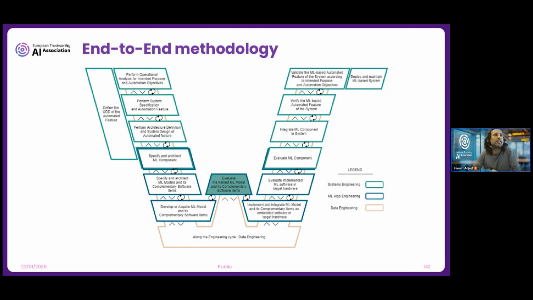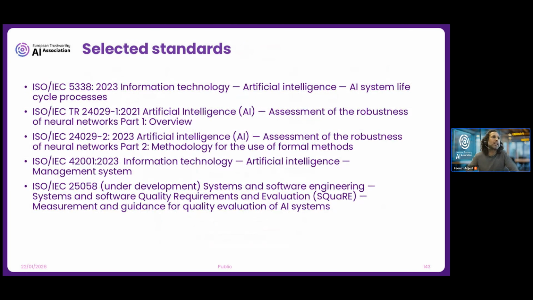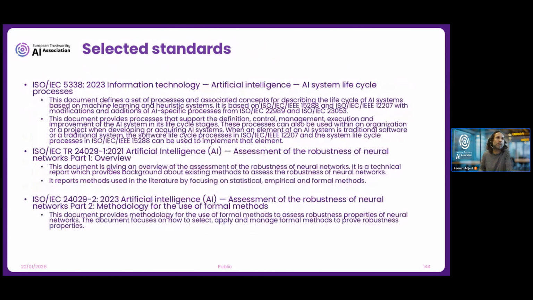So the selected ones: we have the AI system life cycle standard published in 2023, and we have the robustness assessment. We have 3 parts, and we did all of them, but the third one is still in development. And we have the management system, and of course the measurement of engineering and software quality for the system handling the AI system, the AI models.